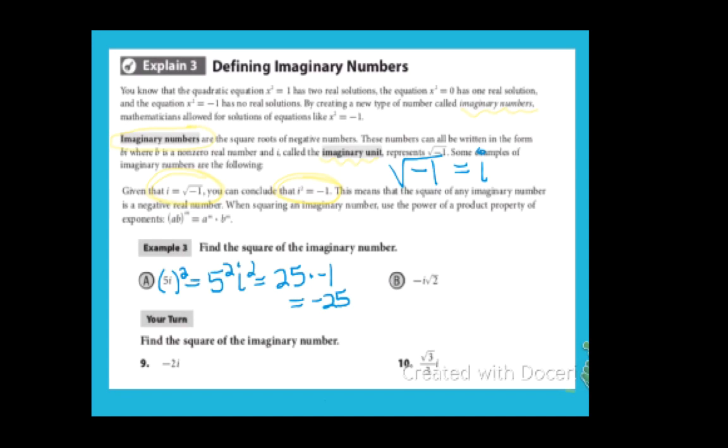So you think about going in the reverse of that. If we were to square root instead of square 5i, if we were instead to square root negative 25, that means that the square root of negative 25 would have to be 5i.